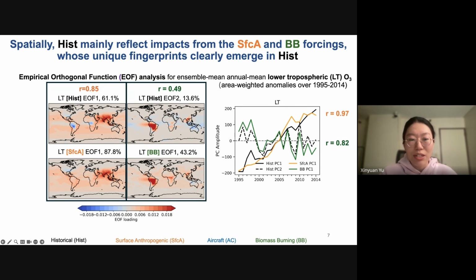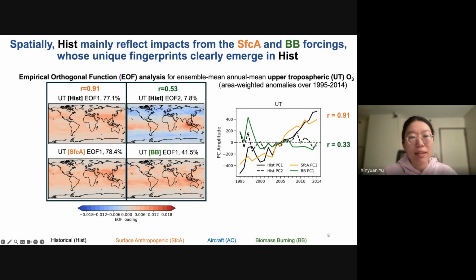Both show the largest signal in South America. So these findings indicate that the historical lower tropospheric ozone changes mainly reflect the impact from surface anthropogenic emissions and biomass burning emissions, with their unique fingerprints clearly emerging in hist. And then when we look at the upper troposphere, we find similar things, although the similarity between the second EOF of the hist and the fingerprint of biomass burning only exists in the tropical regions where the biomass burning influence is largest.